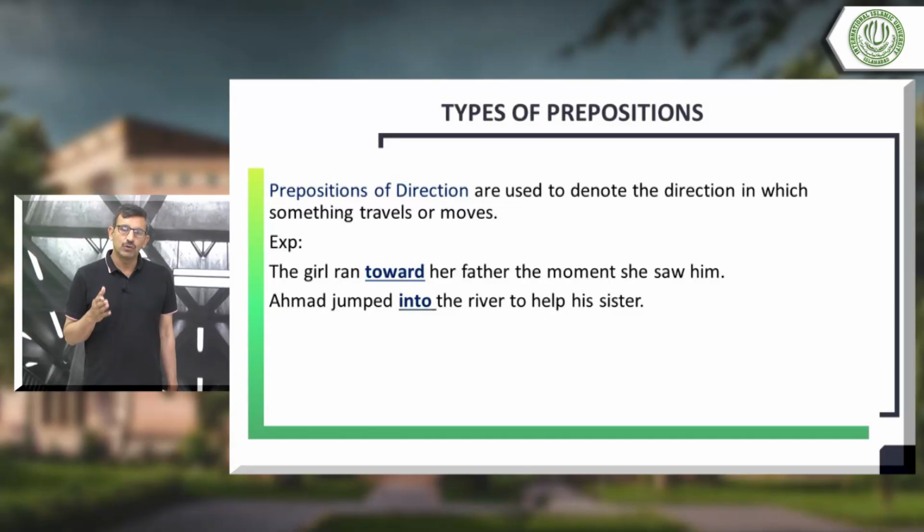The third one is prepositions of direction. These are used to denote the direction in which something travels or moves. For example, the girl ran towards her father the moment she saw him. Ahmed jumped into the river to help his sister. So, towards and into, they denote the directions in the sentences.